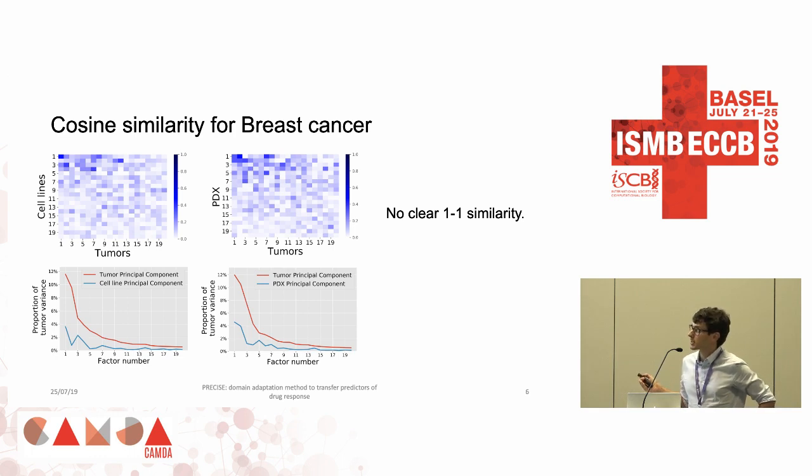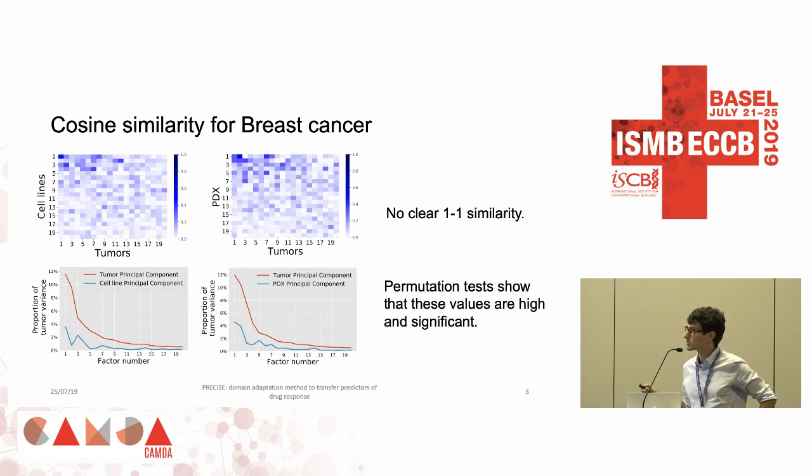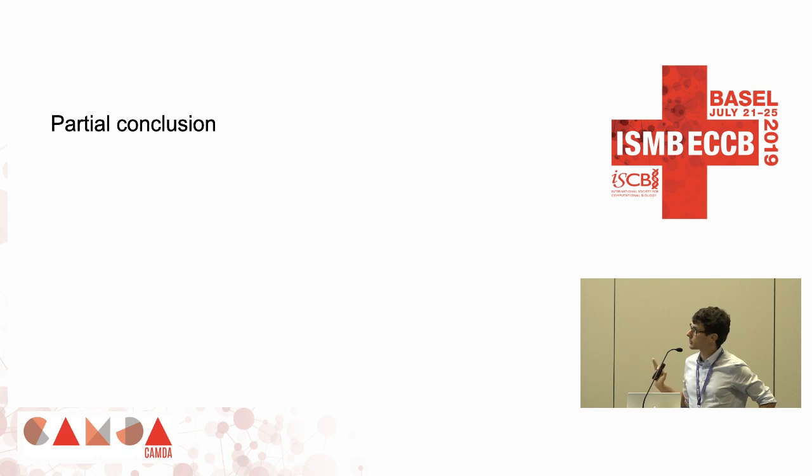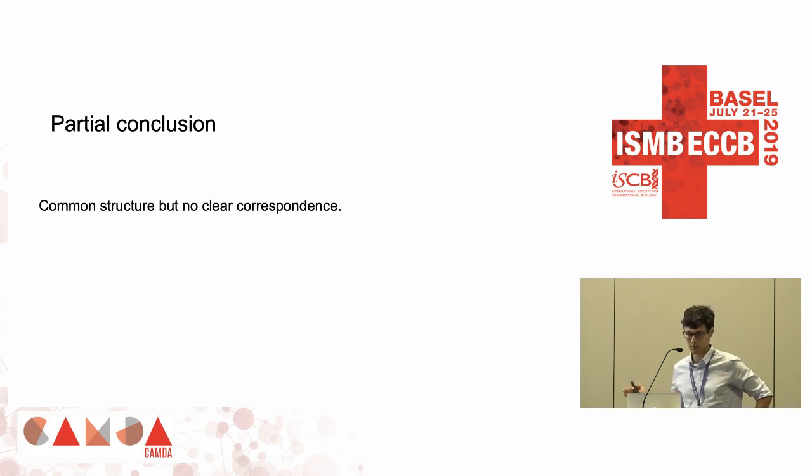Of course, what we want to know as well is whether there is something that we can use for transferring, and for that we performed a permutation test. So we completely permuted the gene ordering and redid this experiment. And what we see is that the cosine similarity values drop by 2 orders of magnitude, and so does the variance explained, which hints at some similarity that exists between these preclinical models and the human tumors. So to sum up this first part, we show that there is a common structure but no clear correspondence.